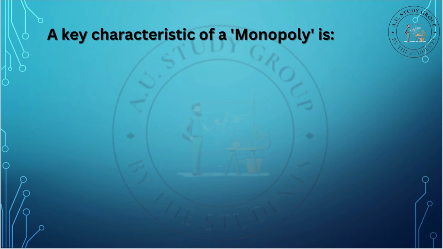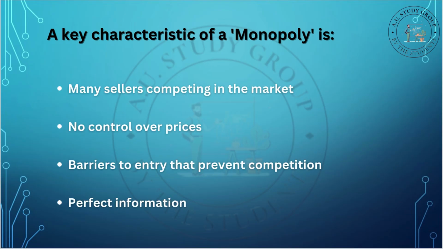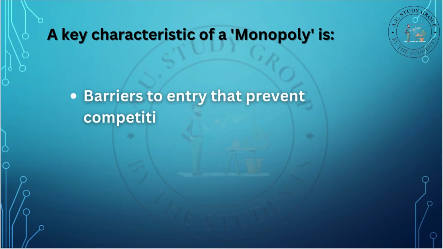Next one. A key characteristic of a monopoly is, what is the key characteristic of monopoly? Many sellers competing in the market, no control over price, barriers to entry that prevent competition, perfect information. What is one of the characteristics of monopoly? Barriers to entry that prevent competition. Very good. Next one.